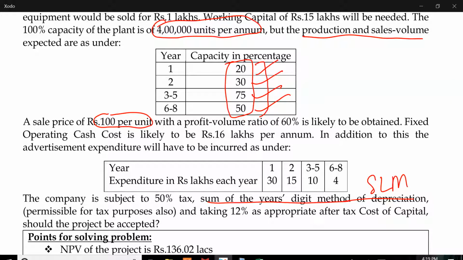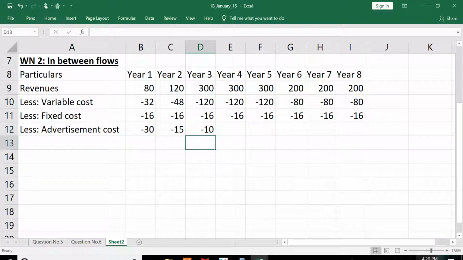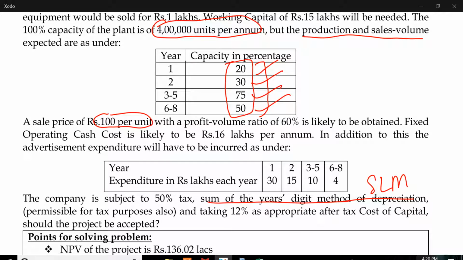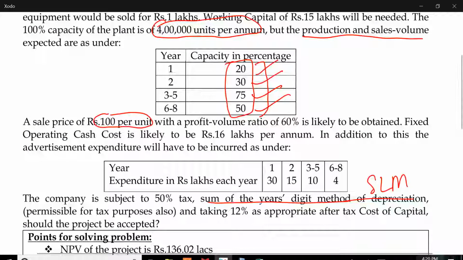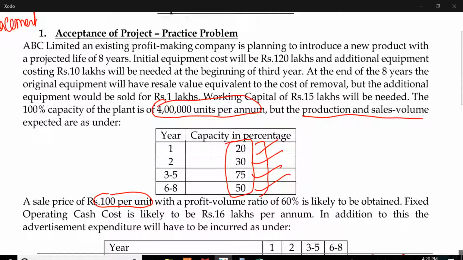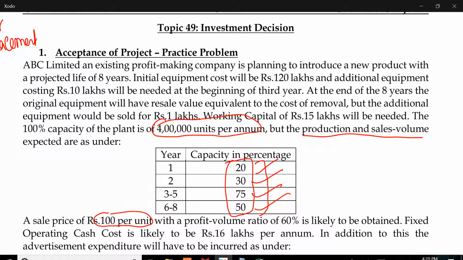Fixed cost is 16 lakhs per annum, every year. That is different. That will not go and hit P and L. That will go below P and L. So we'll come to the equipment later on. Equipment cost will not come now.